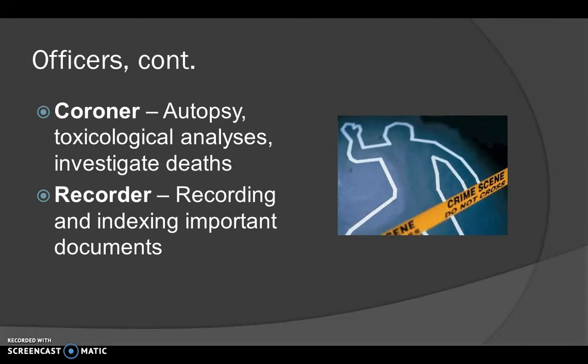The next officer is the coroner. The coroner conducts autopsies, toxicology analysis, and investigates deaths. If there's ever a mysterious death and they want to know the reason why, the coroner would conduct an autopsy to find the reasons and causes of death. There's also a recorder. The recorder records and indexes important documents that happen in the county.